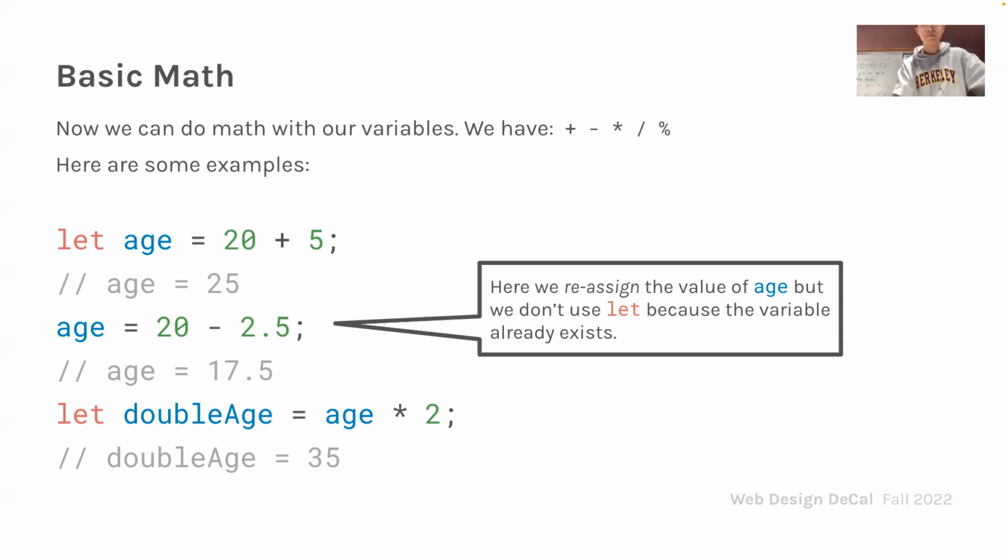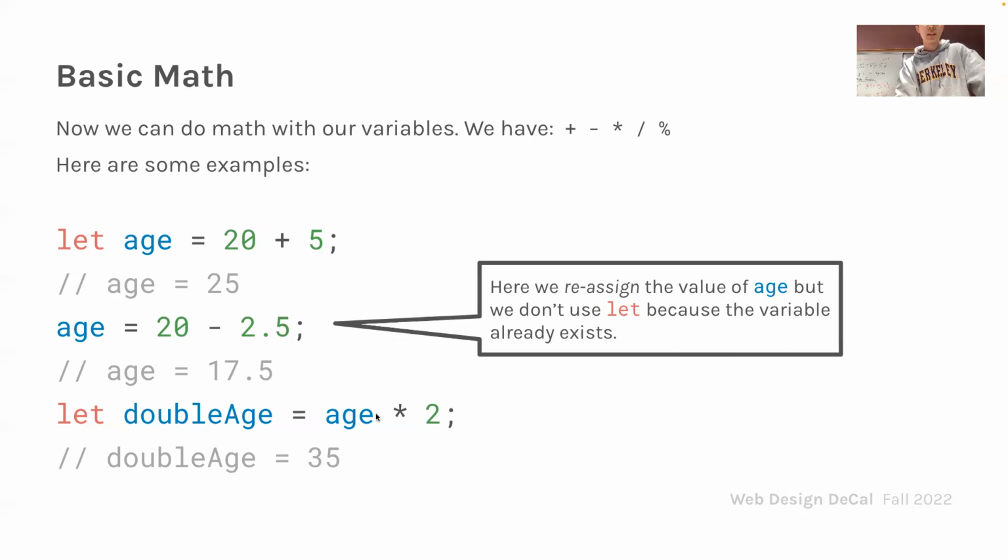Nothing crazy there. And notice here, when we reassign the value of age, we don't have to say let again, because once we declare a variable, we've already told the computer that this thing exists. We don't have to say it exists again. We only have to change its value after that. So notice let age we use here, and age we don't need let. Same deal here, 20 minus 2.5, pretty standard math operations, gives us what we want.